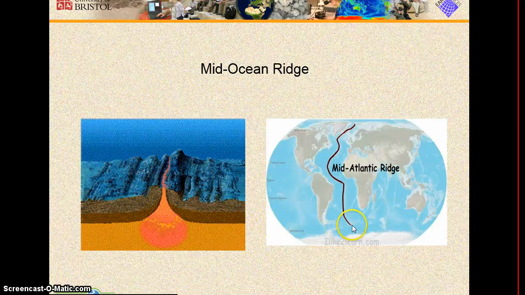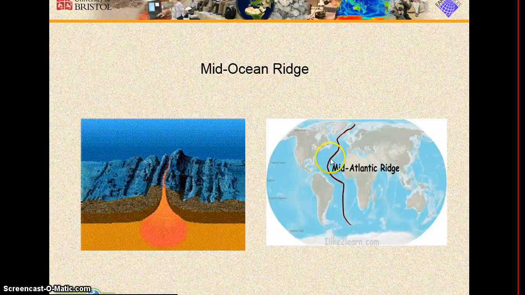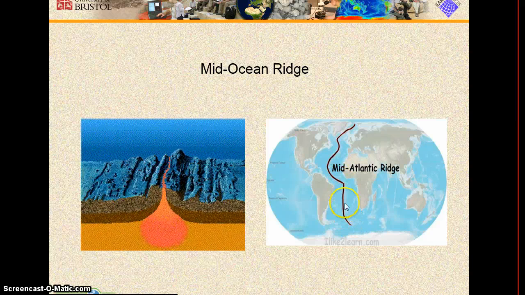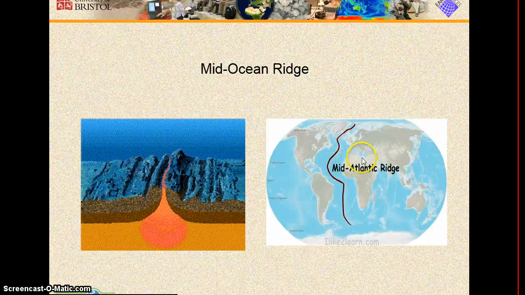So here is your longest mountain range on our planet. It's called the Mid-Atlantic Ridge. There are mountains that run all the way along the Atlantic Ocean, and this is dividing or splitting apart, and this area here is moving towards this area. This area here is moving this direction.